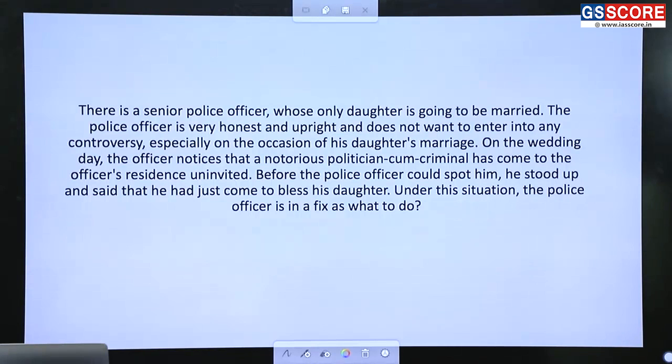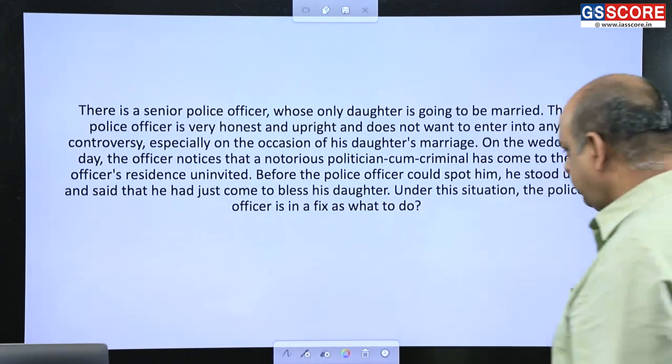Read it. What it says is that there is a senior police officer whose only daughter is going to be married. The police officer is very honest and upright and does not want to enter into any controversy, especially on the occasion of his daughter's marriage. On the wedding day, the officer noticed that a notorious politician cum criminal has come to the officer's residence uninvited. Before the police officer could spot him, he stood up and said that he had just come to bless his daughter. Under this situation, the police officer is in a fix as to what to do.